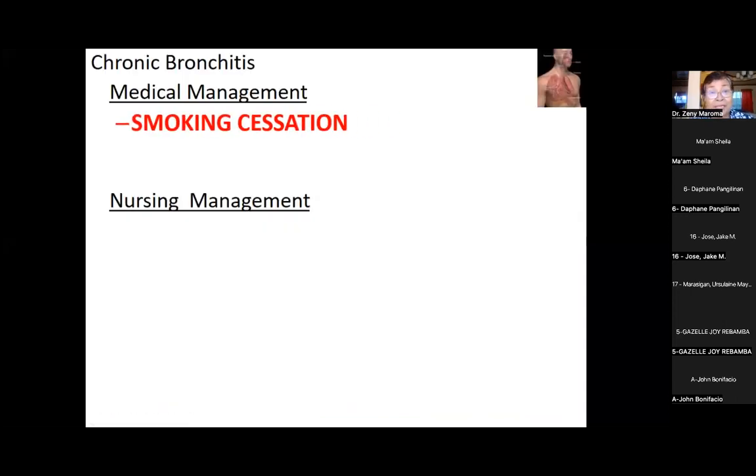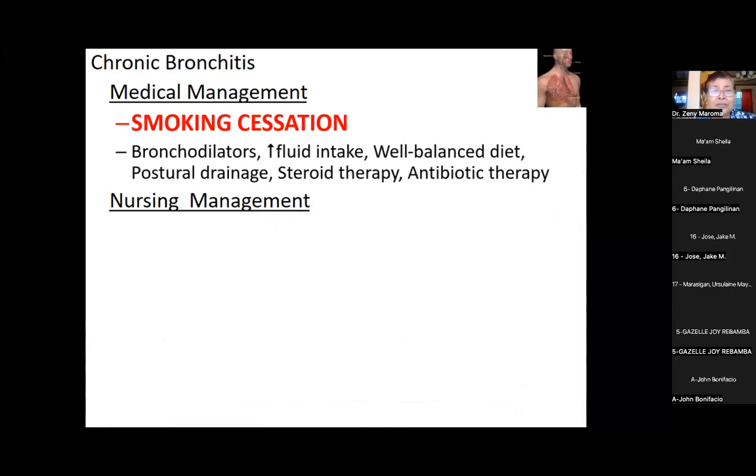So what are the medical management? Siyempre, just to emphasize the need for smoking cessation. Okay? And the use of same medication, bronchodilators, no? Steroid therapy, antibiotic, and of course, kailangan natin a well-balanced diet. And palaging may plema, di ba? So kailangan natin ng postural drainage. This is a method of removal of secretion which works by principle of gravity.